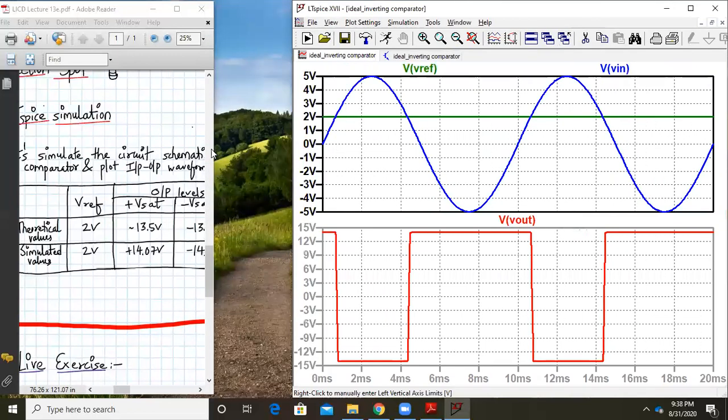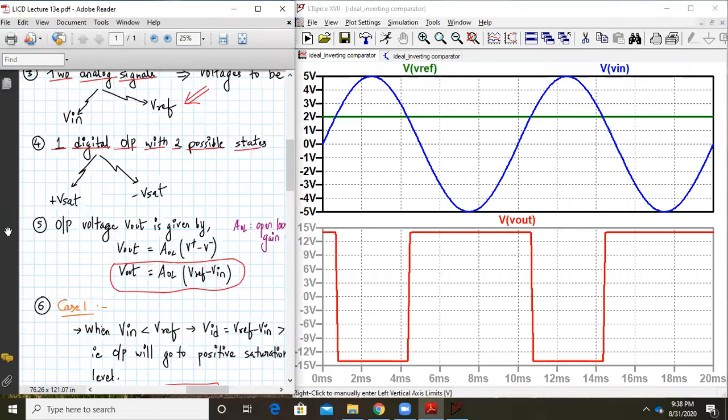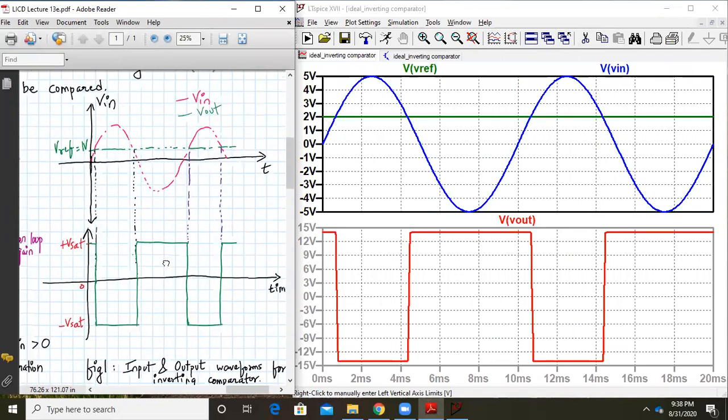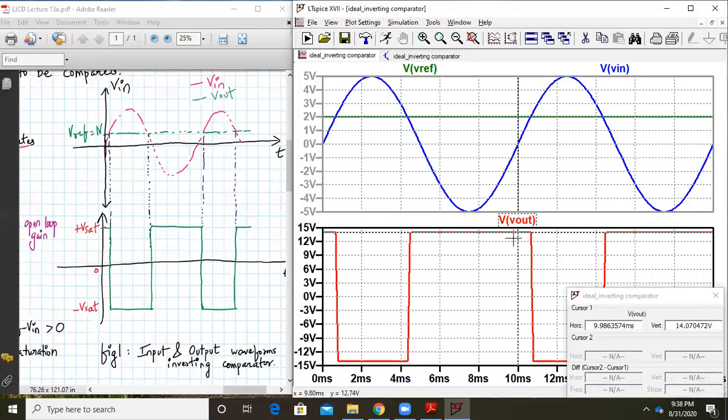Let us compare it slightly with waveforms which we have discovered while discussing theory. So as you can see, on the left hand side we have explained it in the OneNote PDF, and on the right hand side this is the result of the LT Spice simulation circuit. Whenever V in is greater than V reference, output is at minus VSAT, and here the minus VSAT level is around minus 14.07, and the plus VSAT level is around plus 14.07.